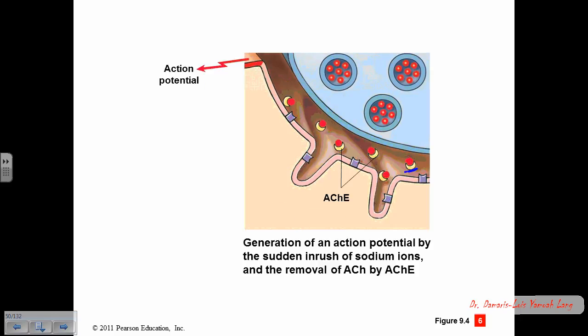So do you see that cholinesterase is destroying what? The acetylcholine, so that contraction doesn't continue on and on and on. Are you all getting this? So as soon as sodium enters, what happens? Action potential is what?